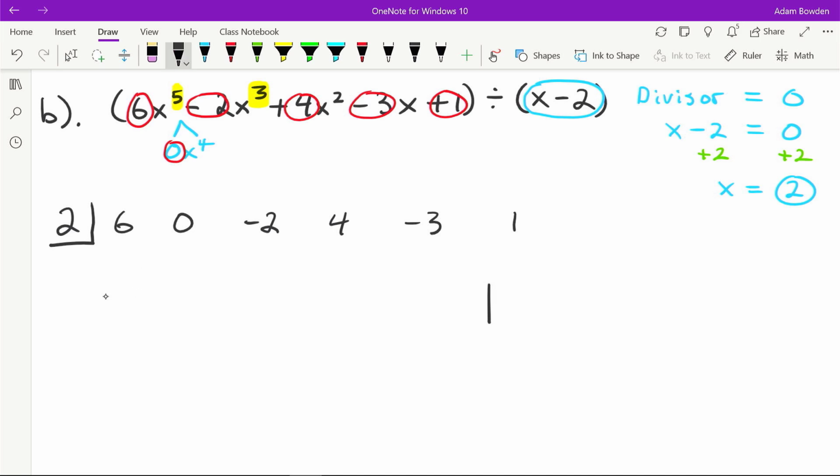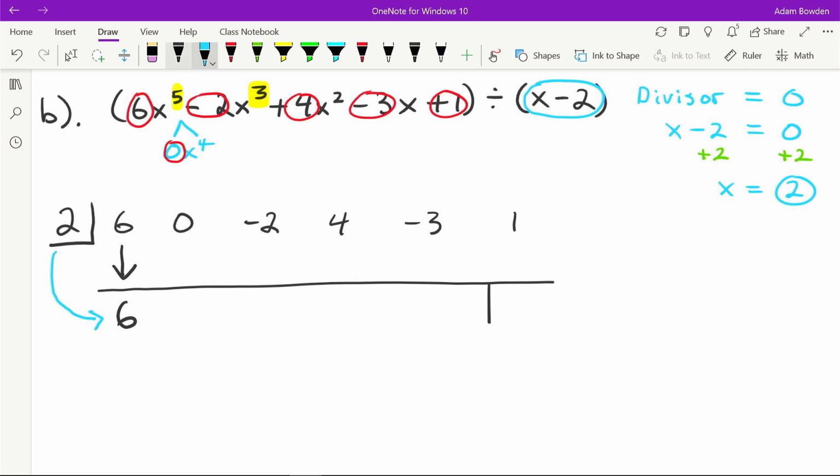Okay, what was the first thing that we did in the synthetic division process on the last example? The first thing we did was we dropped down the first number. So that 6 goes straight down. And then we take our number 2 and we multiply it to the 6. 6 times 2, we'll write down 12. We'll add that with 0 and have 12. We'll multiply the 2 and the 12 to get 24. We'll add the 24 and the -2 to get 22.